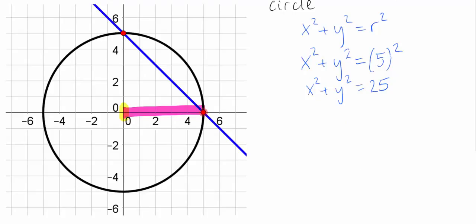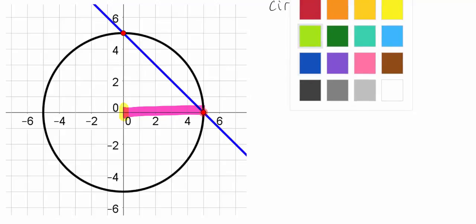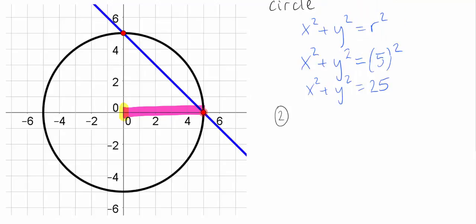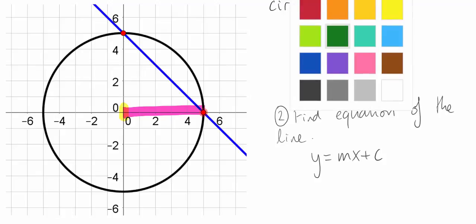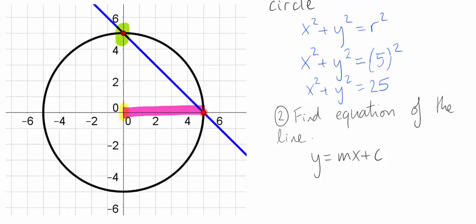Now for part 2 of the question, we're going to have a look at find the equation of the line. Now this line is a chord because it intersects the circle in 2 points. So we're going to do this using our y equals mx plus c, where m is the slope and c is the y-intercept. So let's look at the y-intercept first of all, and we can see clearly that the y-intercept here happens at 5.